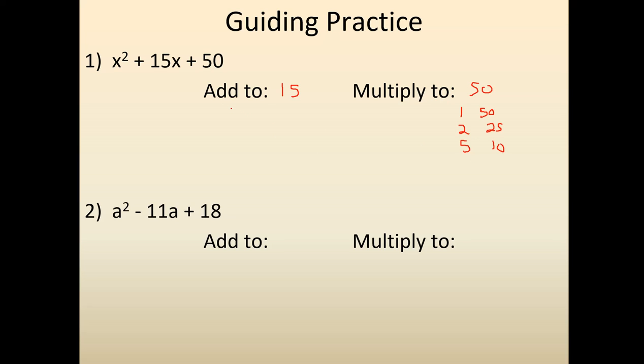Now we have to see which ones add to 15. If we had 50 plus 1, this will add up to 51. This adds up to 27. This one adds up to 15. So 5 and 10 are my numbers. So I'm going to write x plus 5 and x plus 10.